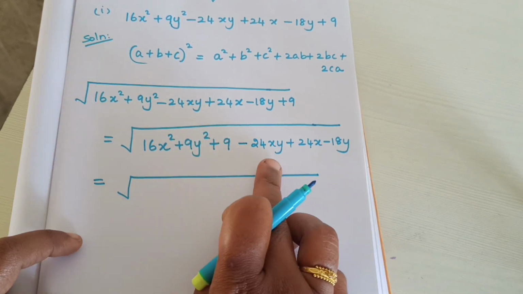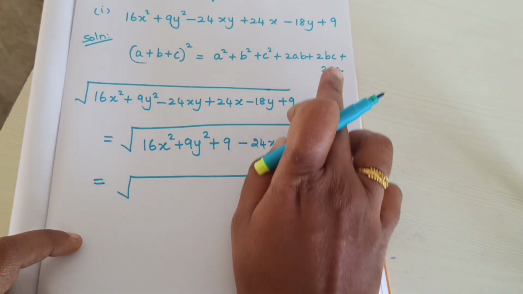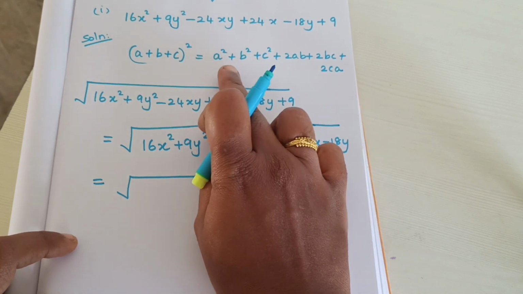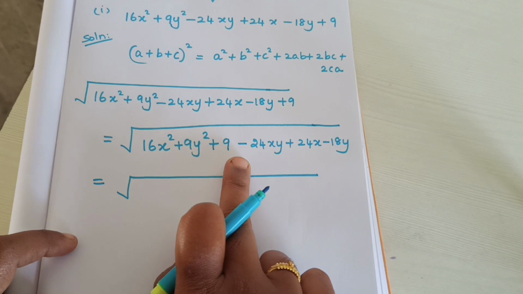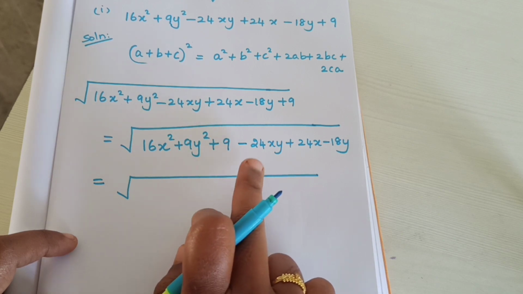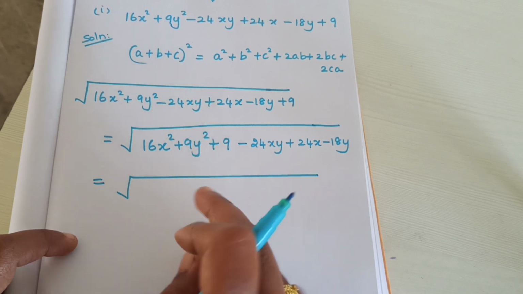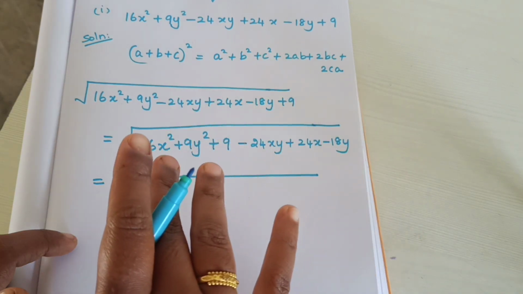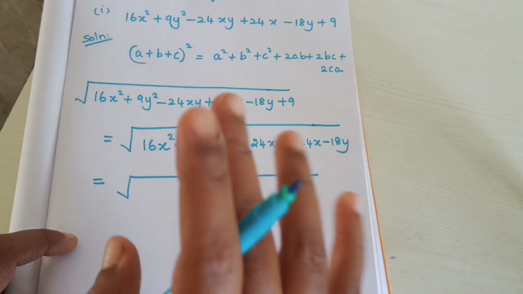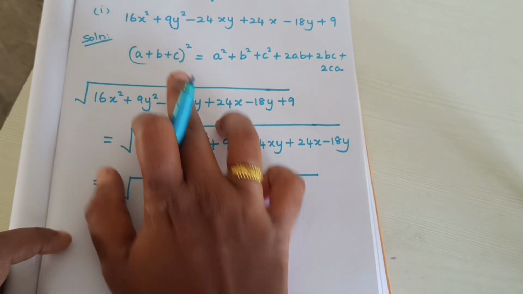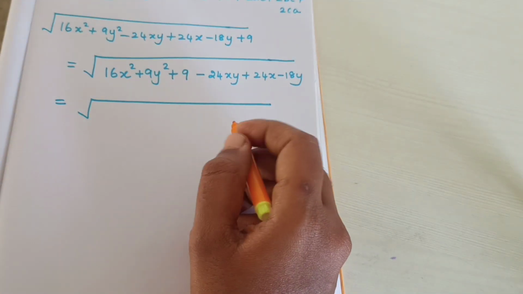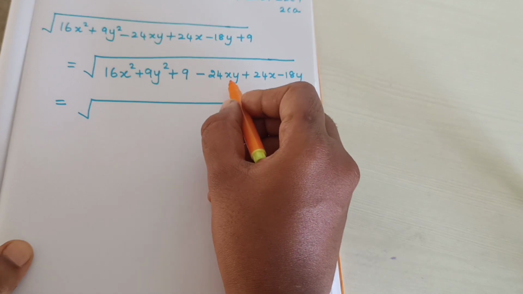Because there are 3 square terms and 3 additional terms: 2ab, 2bc, and 2ca. But think of that, here all the terms are plus in the formula, but here 2 terms have minus. So we should check which terms have the minus. It may be x, it may be y, otherwise it may be z. First we need to find out that. After that we need to write according to this formula. Got it? Okay, listen. Here, see the xy term.